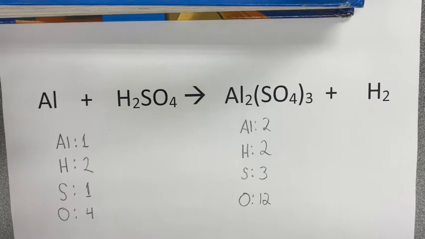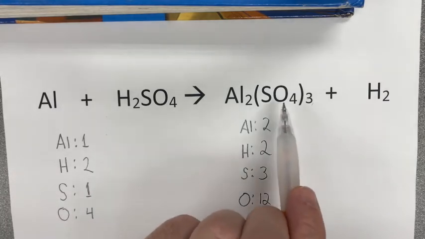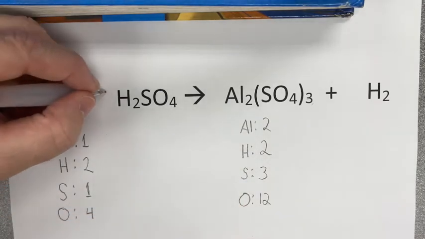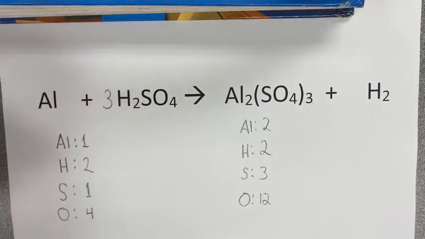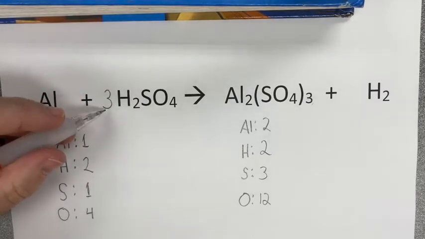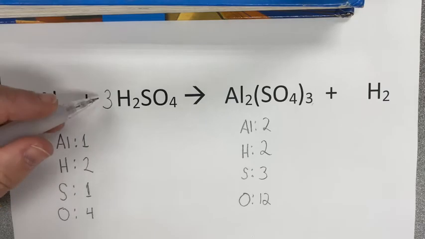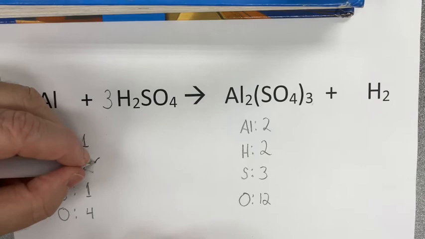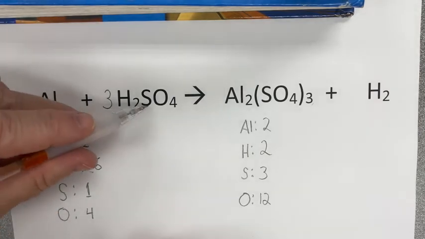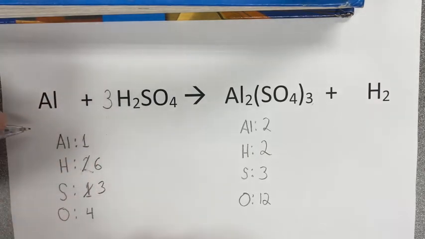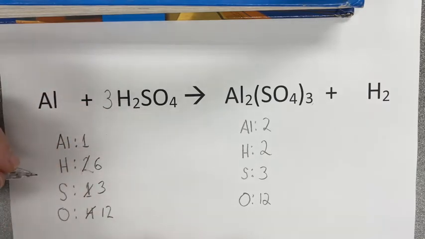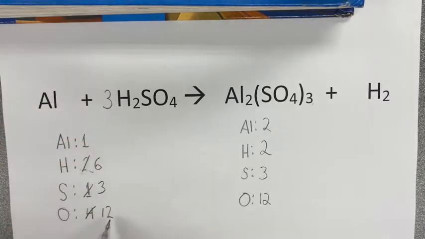So what are we going to do? Since this is 3 SO4s, and we've got SO4 over on this side too, I think we should put a 3 here, just to try that on for size. So I've got 3, so that's going to give me 6 hydrogen, 3 sulfur, and 12 oxygen. And now that's in balance, that's in balance. This is not in balance.